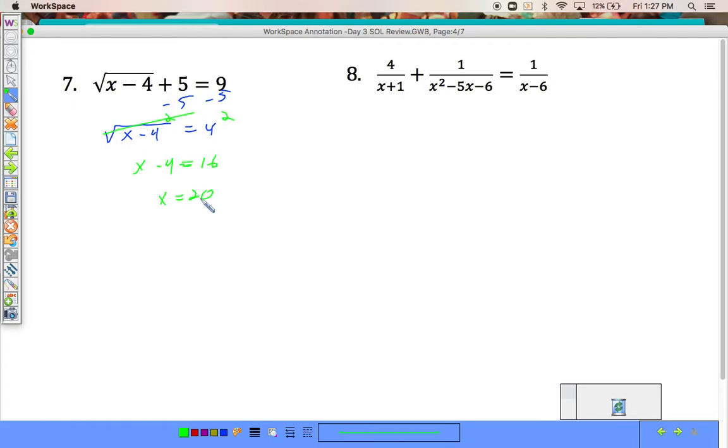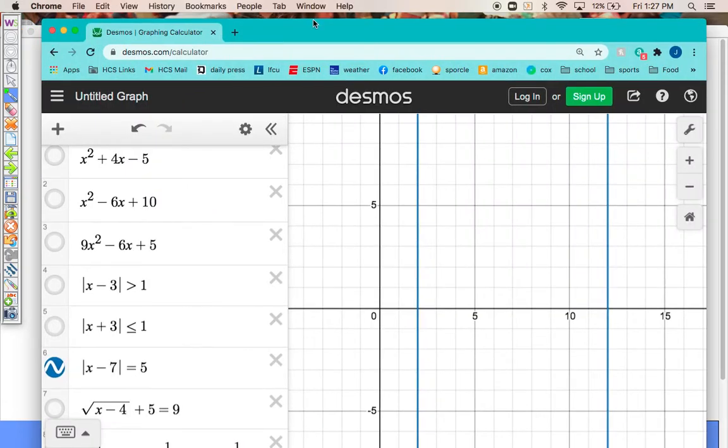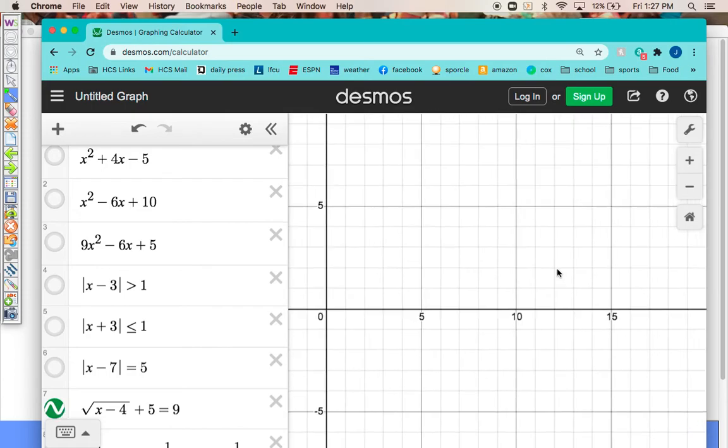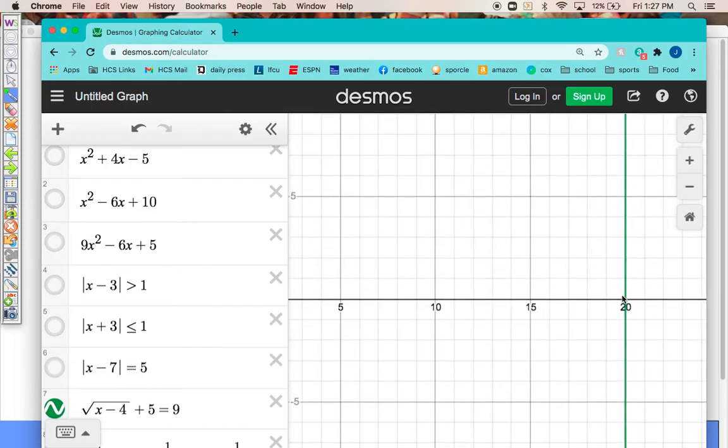You cannot square both sides until you get the square root all by itself. So I'm going to go to Desmos and type in the problem. And it crosses at x equals 20. So that tells you that that answer is correct. All right, so all of these, we're going to graph them and look at the pictures and find out where they cross the x-axis and what's shaded in what direction.